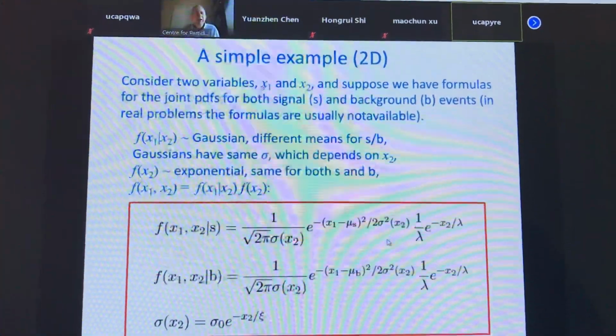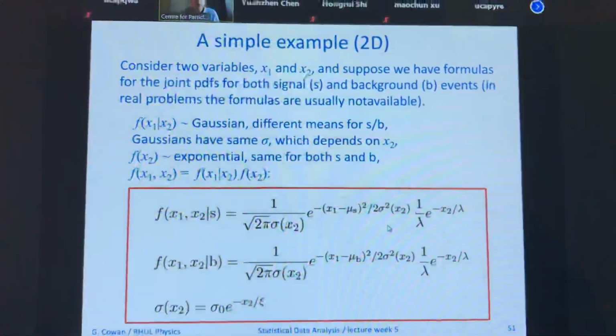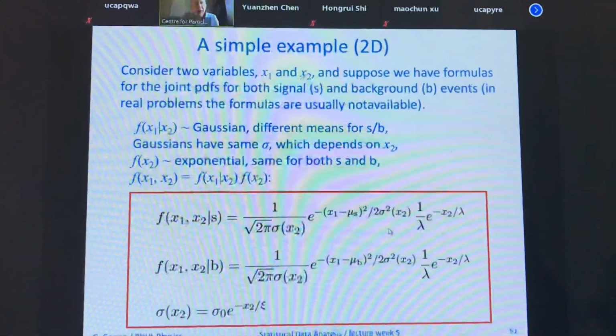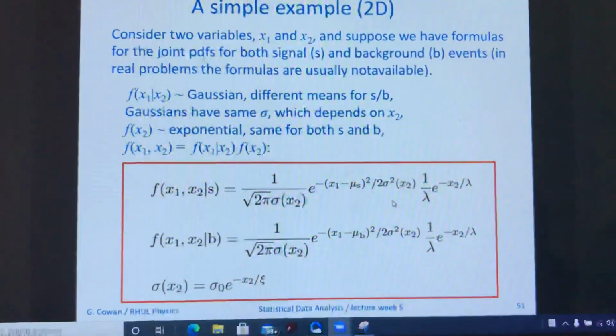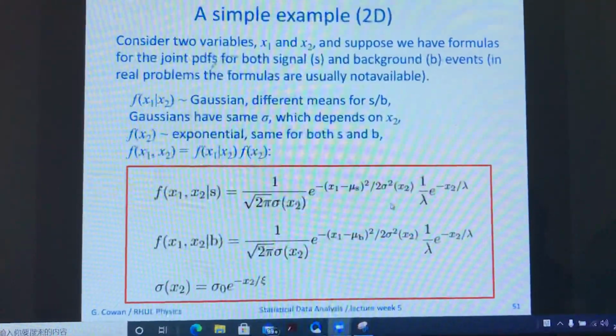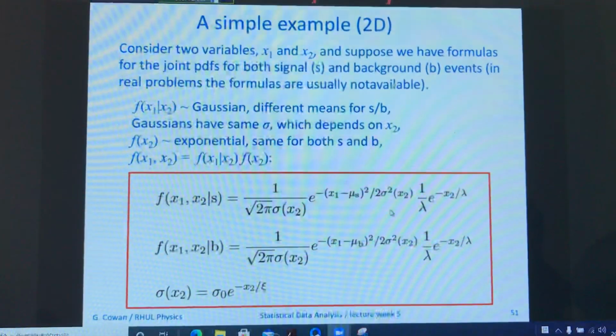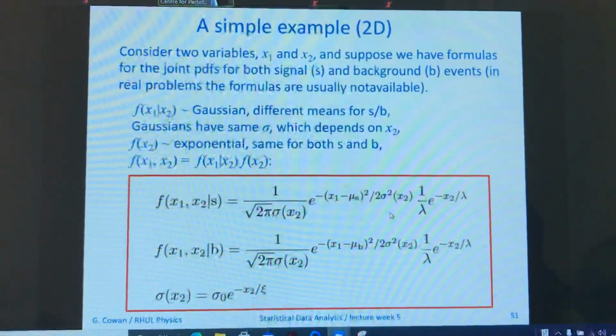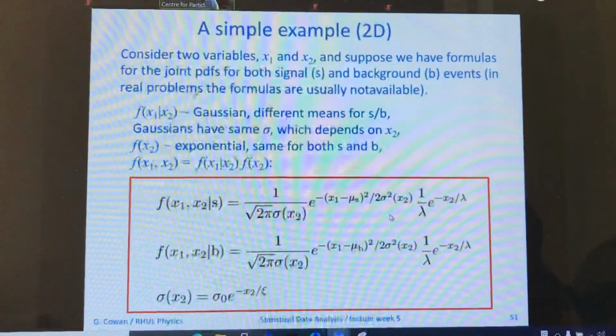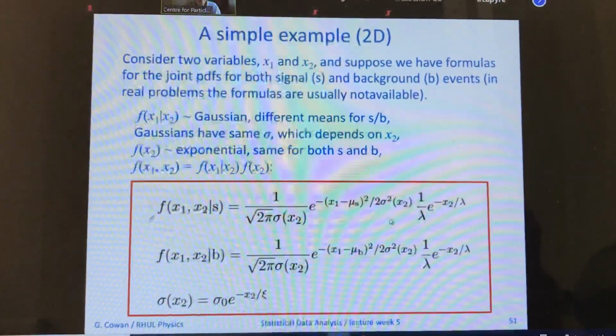So I have two variables, x1 and x2. And for purposes of this exercise, let me suppose that I actually have the joint PDFs for my two classes of events, signal and background. In real problems, you wouldn't have the PDFs available, but in this problem I do. And they're given in the box down here.